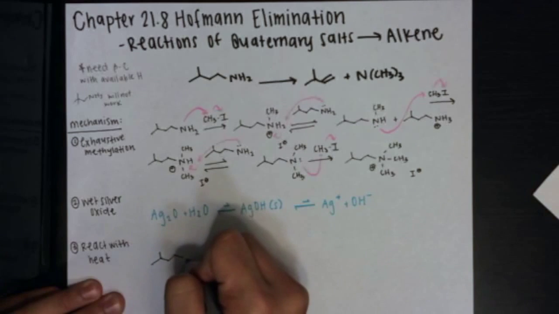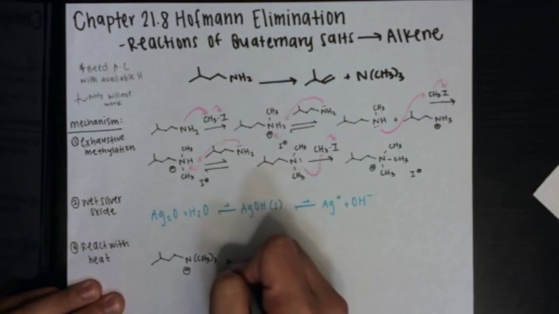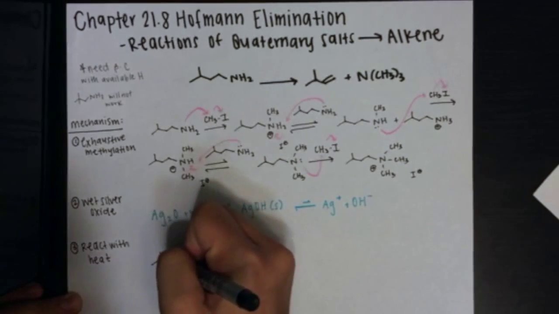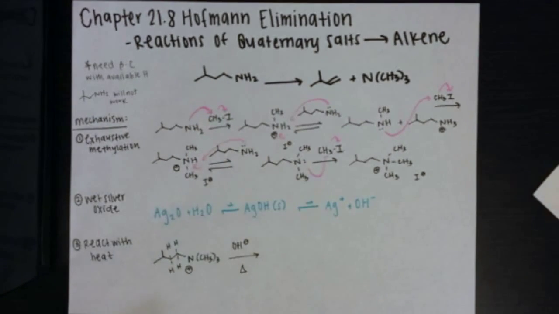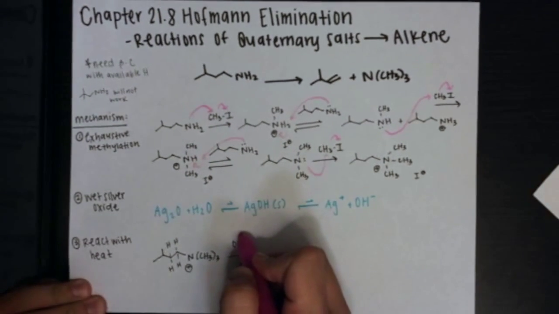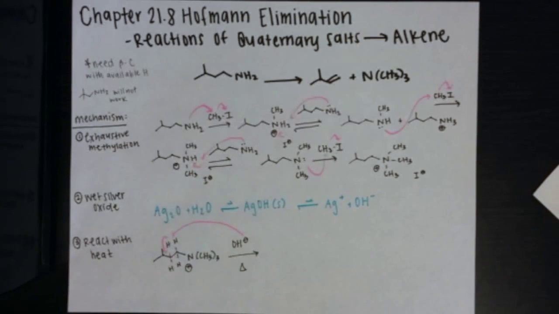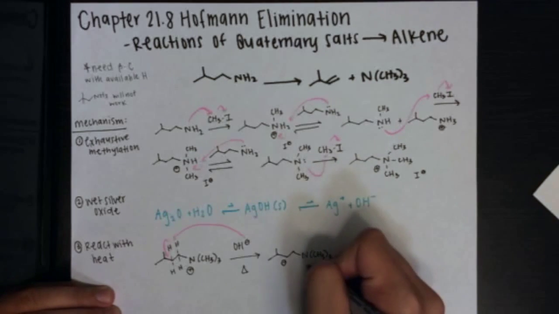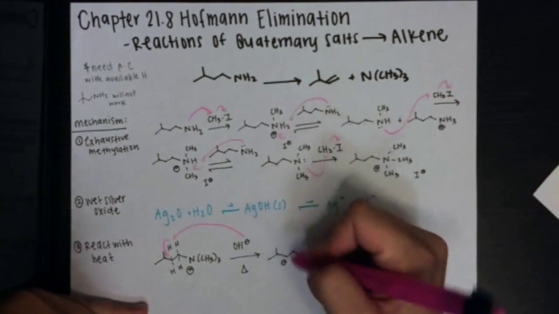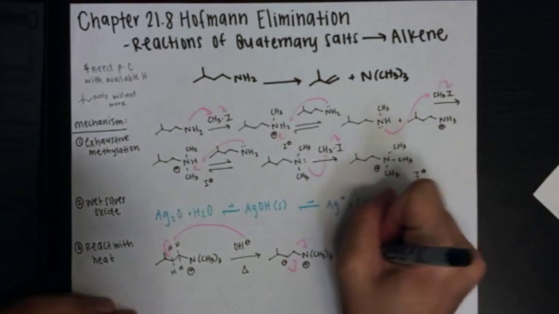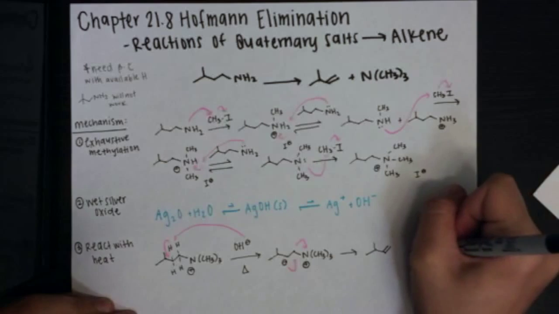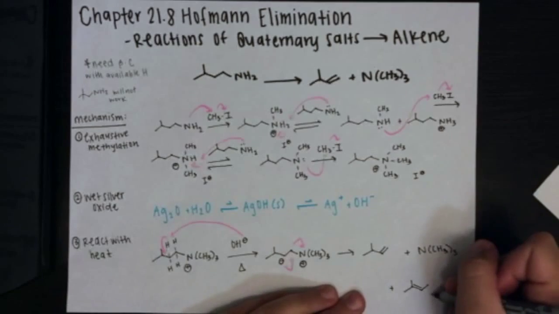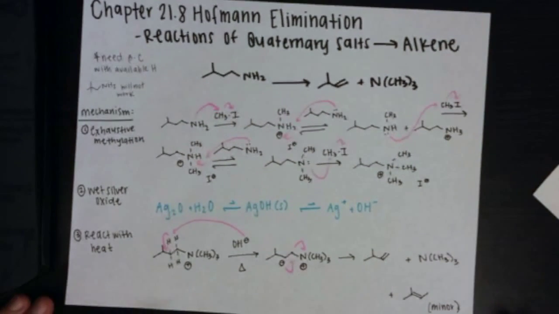So the nitrogen, again, has a positive charge, and then the hydroxide ion attacks the hydrogen at the beta carbon, and the electrons are pushed down, and this forms a negatively charged beta carbon. You follow the electron flow and an alkene is formed as well as a nitrogen with 3 methyl groups. So again, Hofmann elimination is a reaction where you can turn a tertiary amine into an alkene.